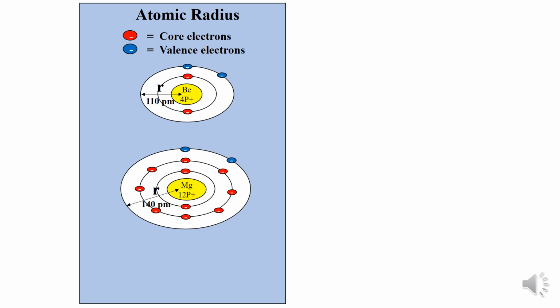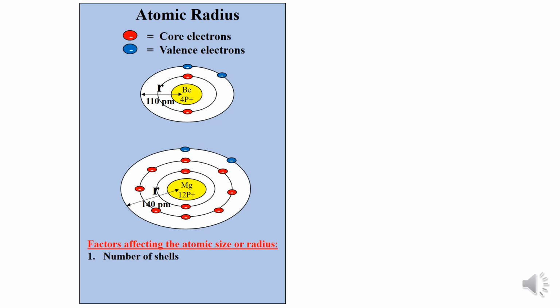So when you compare and contrast the electron structures of beryllium and magnesium, you'll find that there are 2 shells in case of beryllium, while there are 3 shells or energy levels in case of magnesium. So as the number of energy levels or shells increase, the atomic radius also increases. Now, what are the factors affecting the atomic size or radius?